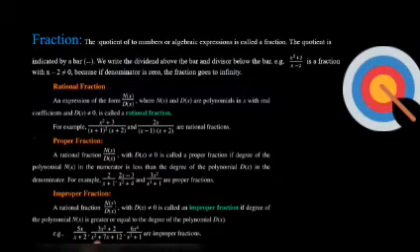3x square plus 2 divided by x square plus 7x plus 12. This is also an improper fraction. 6x power 4 divided by x cube plus 1. This is another example of improper fraction.